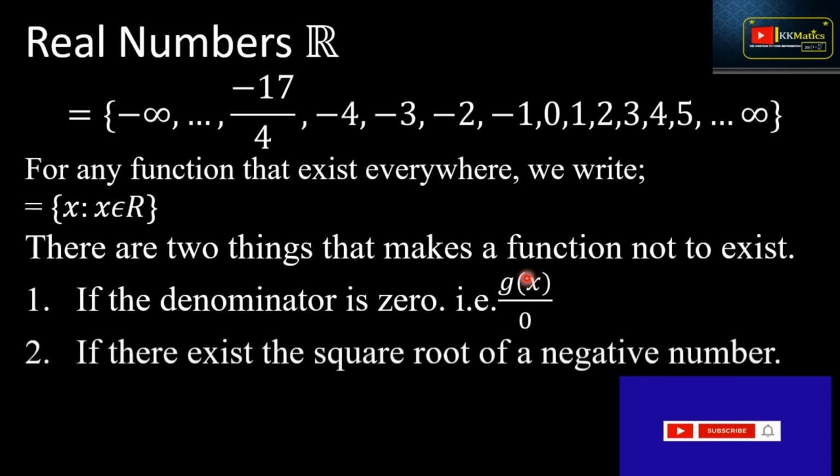The second thing that makes a function not exist is when you have the square root of a negative number. The square root of a negative number makes the function not exist. You can try that by punching it on your calculator, and you end up with a result marked error. So it's very important to consider these two criteria that help you know whether a function does not exist in certain areas.